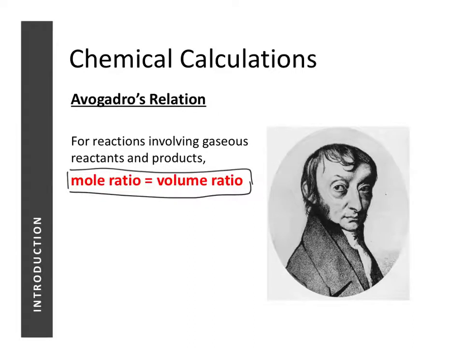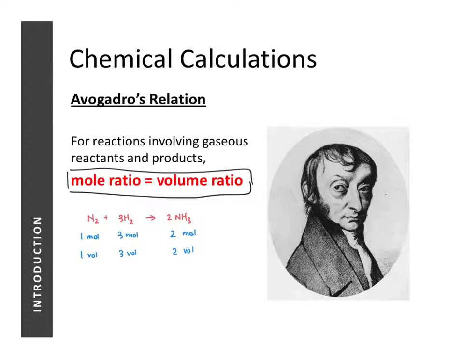Now what do I mean by that? So let's look at the same reaction just now, nitrogen plus hydrogen gives ammonia. So we have seen that they are all gases. So from the balanced chemical equation, we can tell that 1 mole of N2 reacts with 3 moles of hydrogen to produce 2 moles of ammonia. Since they are all gases, it simply means this: one unit of volume of N2 will react with 3 volumes of H2 to produce 2 volumes of ammonia.